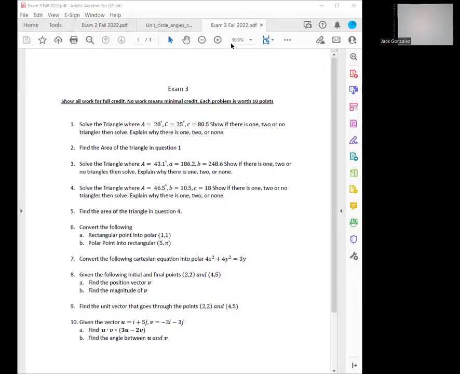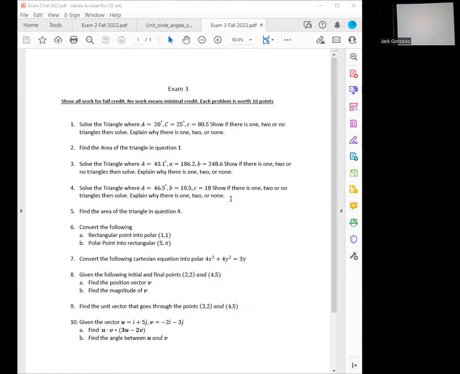All right, let's do exam 3. So we're going to solve the triangle for number 1 and then find the area. And then we'll do the same for number 3. 3 will have 2 triangles.